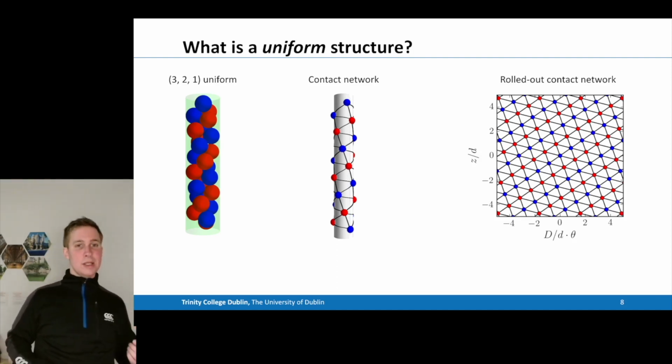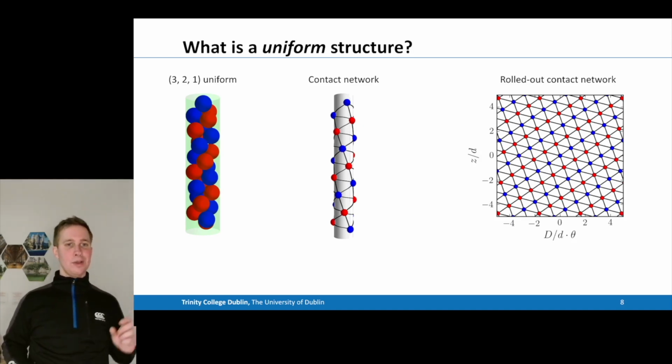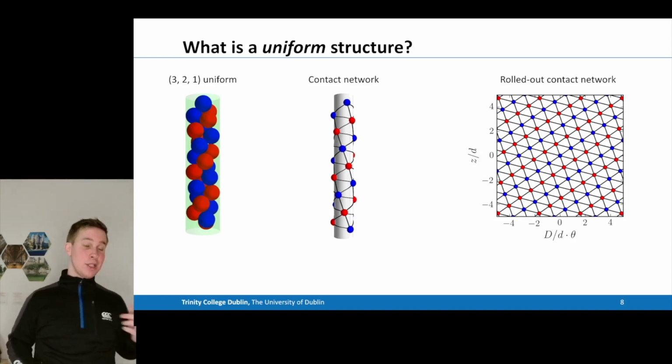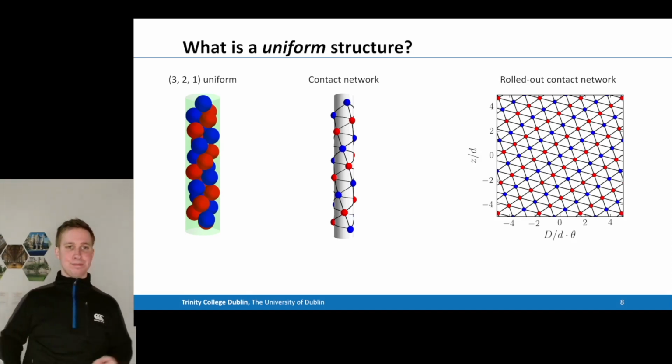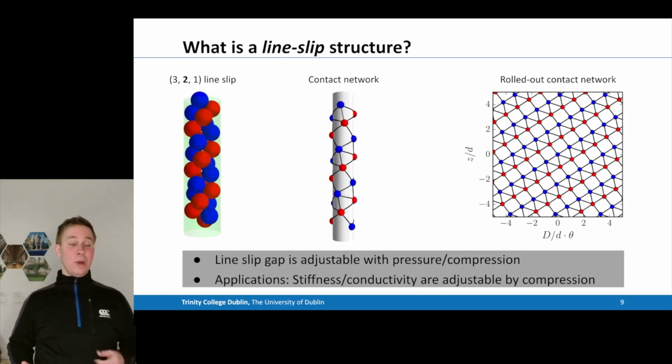What we notice here is that each sphere essentially has 6 contacts in this uniform structure. So essentially, the neighborhood of each sphere looks identical. When we then roll out this contact network into a plane, we get this perfect hexagonal pattern. So what is now a line slip structure and how does it differ from a uniform structure?